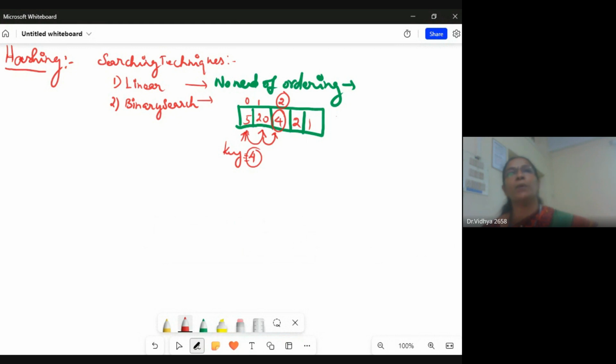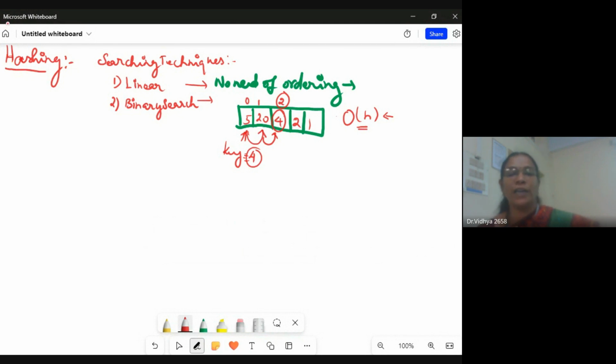What is the time complexity of linear search? We have the time complexity as order of n. Suppose there are n elements, obviously we are supposed to repeat the process up to n. This is the worst case time complexity. It is not the minimal one, it is the maximum time consuming process.